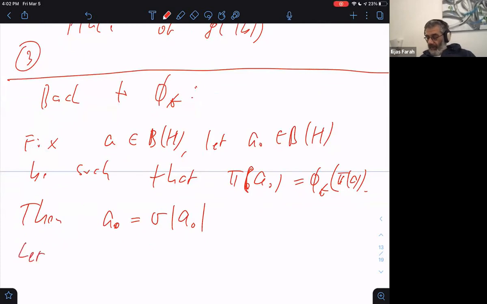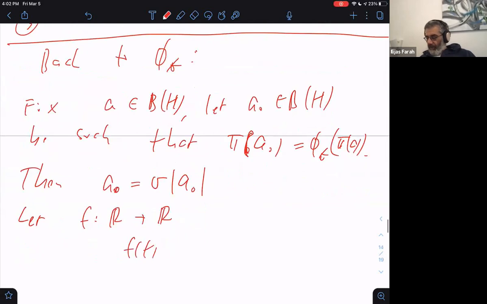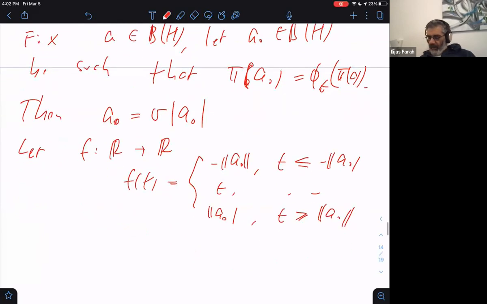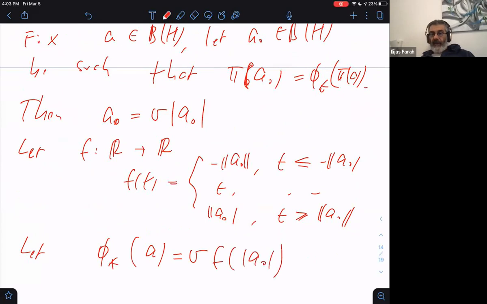And now let F mapping R to R, so basically the same trick as before. F of T is minus norm of A0 if T is less or equal than minus norm of A0. It is equal to T if T is in between. And it's norm of A0 if T is greater or equal to the norm of A0. And just let phi star of A be V times F of the absolute value of A0.